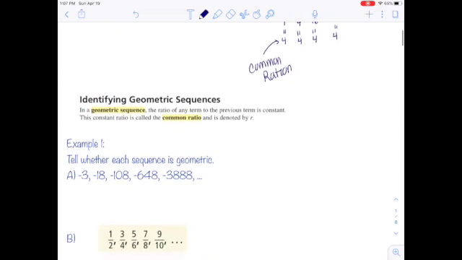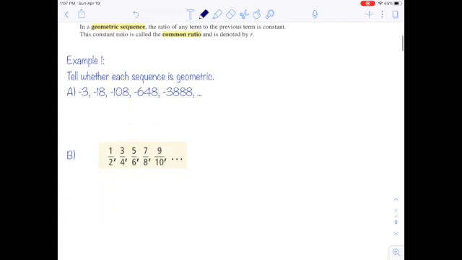So we're first looking at just identifying the geometric sequences. And so you do like what we just did and take the second term divided by the first term. So negative 18 divided by negative 3, that's equal to positive 6. And you make sure that's consistent across your entire pattern. So take negative 108 divided by negative 18, and that is also equal to positive 6.